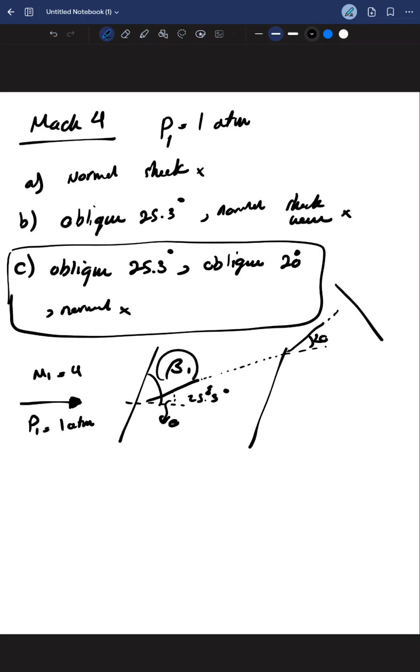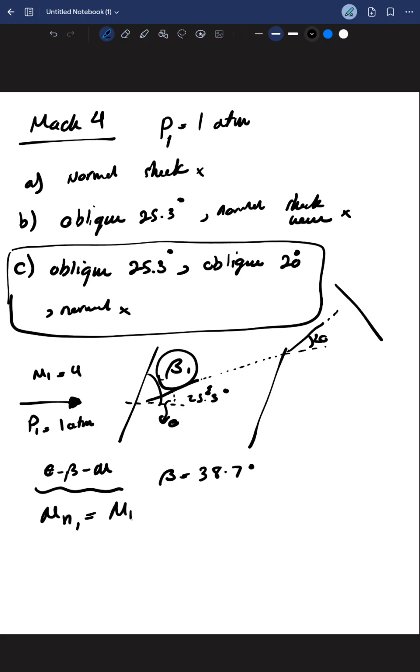The first thing we want to do is to find the shock angle. How do we find the shock angle? Using the theta-beta-M relationship, or the graph that essentially graphs this relationship, we can find beta to be 38.7 degrees. The next step is to find the normal component of the flow, which is M1 sine of beta. Plug all of these in, you're going to get a value of 2.5.